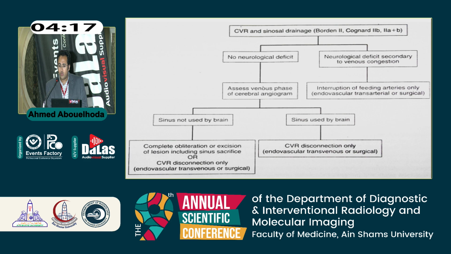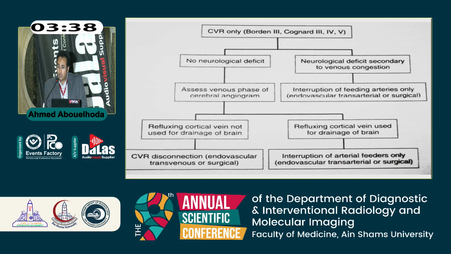For Borden type 2, Cognard type 2B or 2A and B, if there is no neurological deficit, you have to assess the venous phase with a proper DSA. If the sinus is not used by the brain, we can do complete obliteration or excision of the lesion, including sacrificing the sinus, or we can just do cortical venous reflux disconnection. If the sinus is used by the brain, you cannot risk sacrificing the sinus. You can only disconnect the cortical venous reflux. If there is any neurological deficit secondary to the venous congestion, you can only interrupt the feeding arteries and avoid getting near the veins.